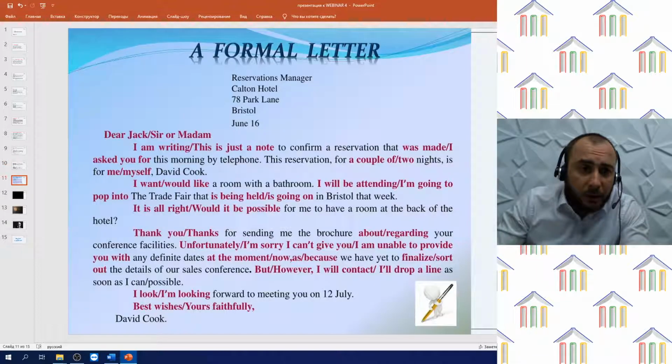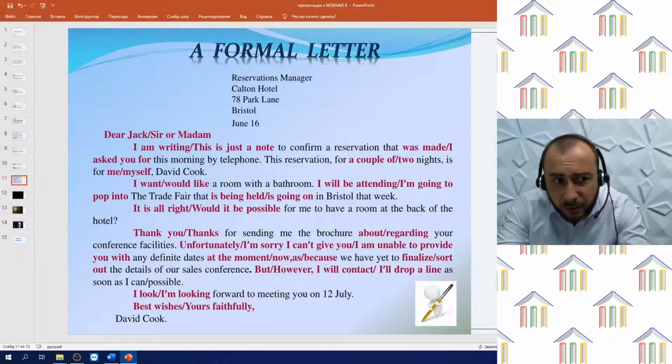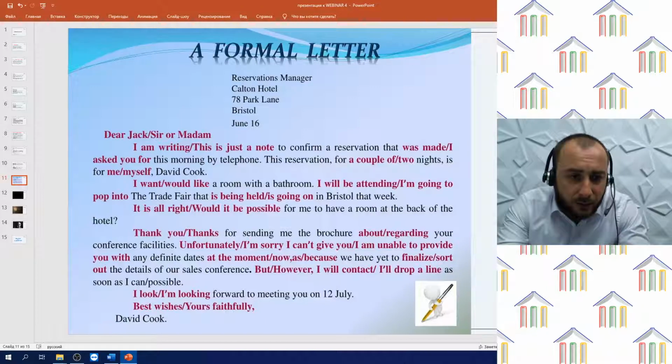And here we've got the example of a formal letter. As you can see: the Reservations Manager, Kelton Hotel, 78 Park Lane, Bristol, June 16. That is the address and date. Then the beginning: Dear Jack, if you know the name, or Sir or Madam. I'm writing to confirm a reservation that I made this morning by telephone. This reservation for 2 nights is for myself, David Cook.